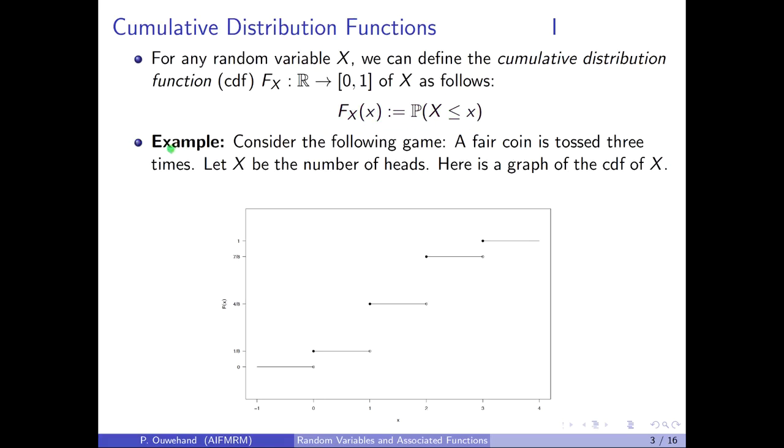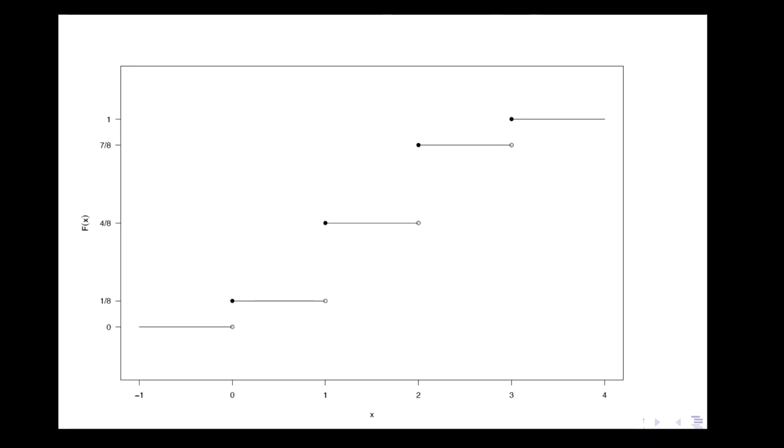Here's an example. Consider the following game. A fair coin is tossed 3 times and X is the number of heads. Now the number of heads that you can get is either 0, 1, 2 or 3. So let's consider the graph of the CDF of X. Consider little x equal to minus 0.5 say, i.e. little x is over here. Well, the probability that you have less than minus 0.5 heads is 0. You can't get less than minus 0.5 heads. The smallest number of heads that you can get is 0 heads. So the CDF takes the value 0 over here. The probability is 0.